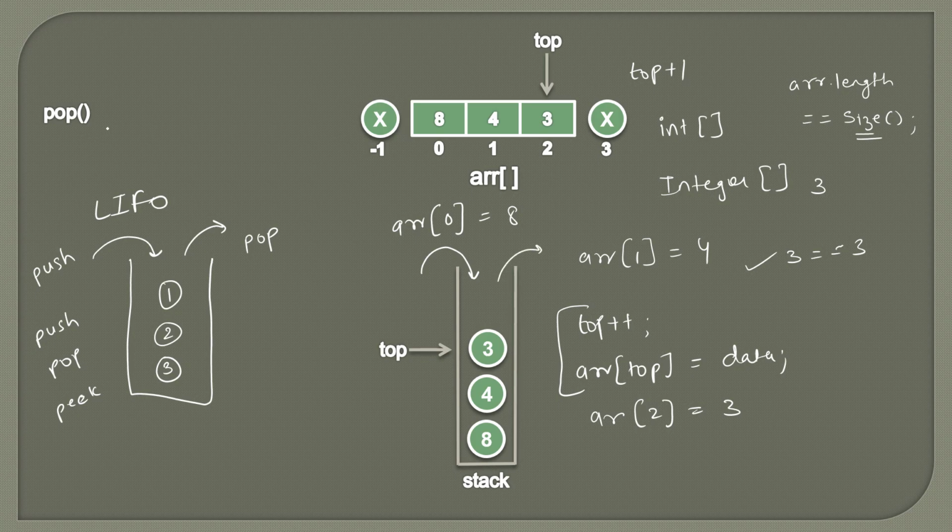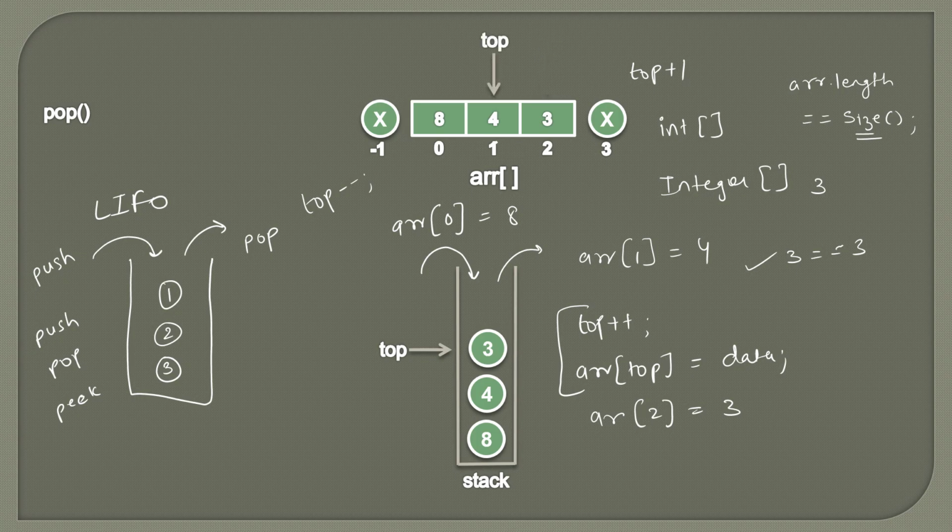So when the pop method is called, to whichever index top is pointing, that element was last inserted. So now this will be the first one to be removed. So we store this value into a temporary variable and at the end we return this value. And what we do is we simply decrement top. So we do top minus minus. So it looks something like this, that initial value of top was 2.